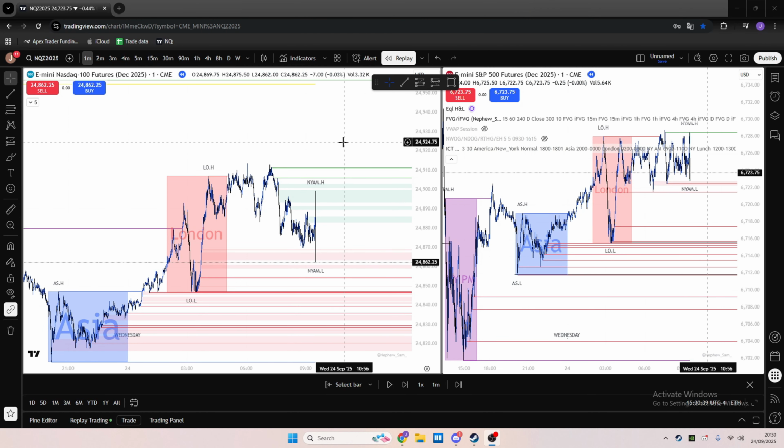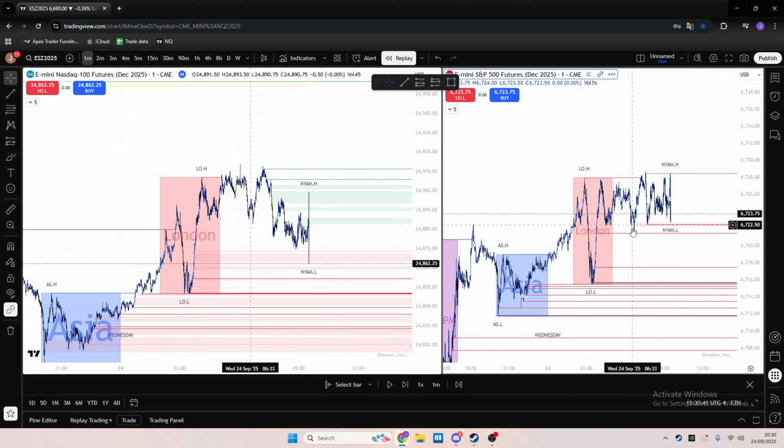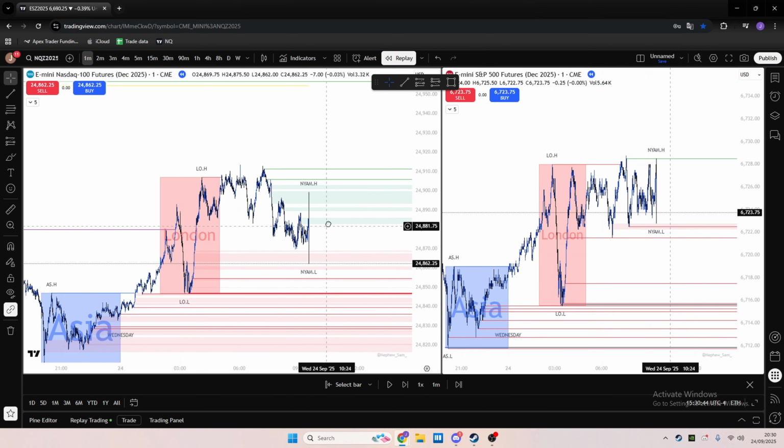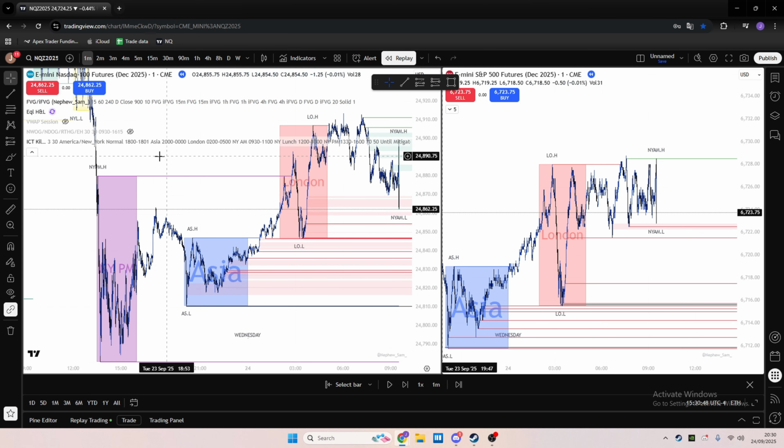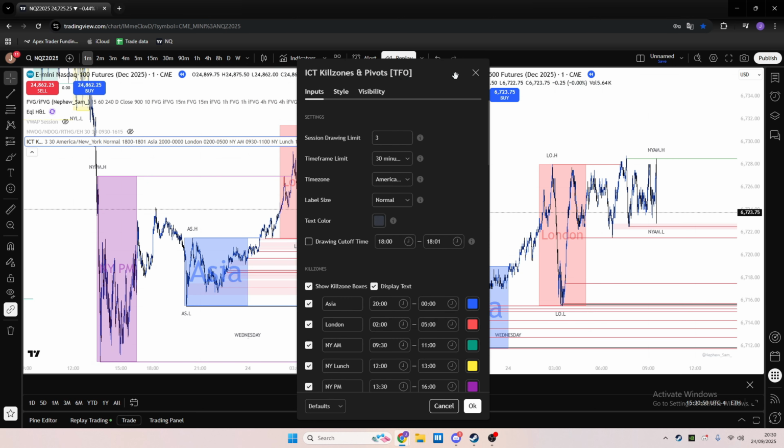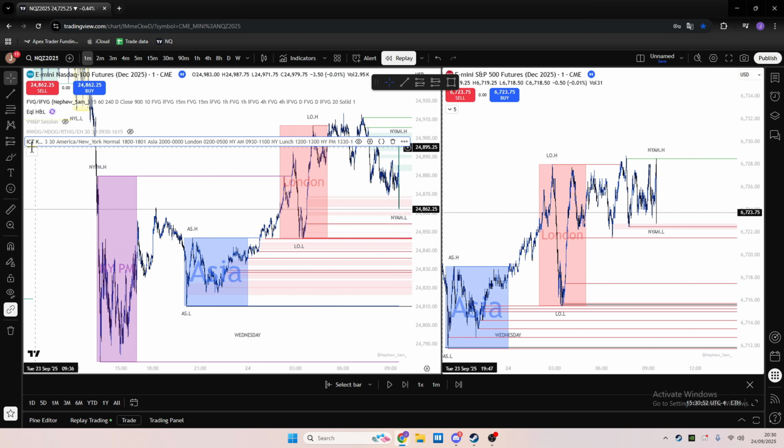So the one thing we also need to pay attention to with the charts is London highs and London lows. So we won't have London highs marked out obviously, because they've already been taken. So this is ICT kill zones and pivots, TFO.